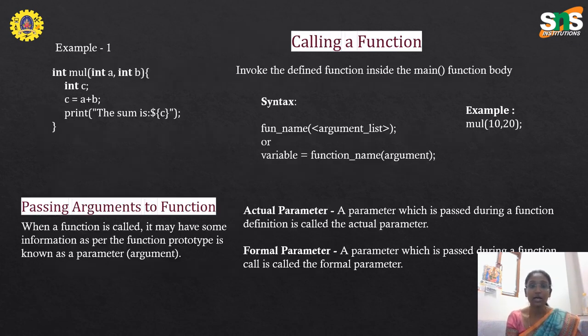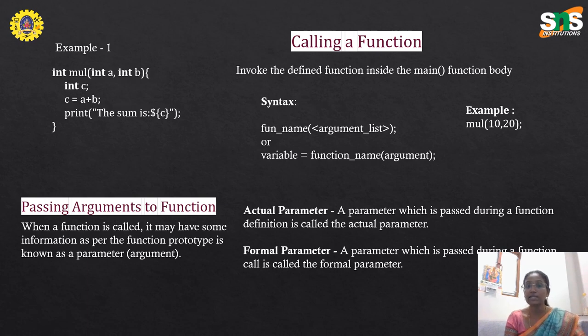Here int is the data type, mul is the function name, int a, int b are the parameters, and int c is the output, where c equals a plus b. Then I print the sum, that is, the sum of the a and b values as the output.